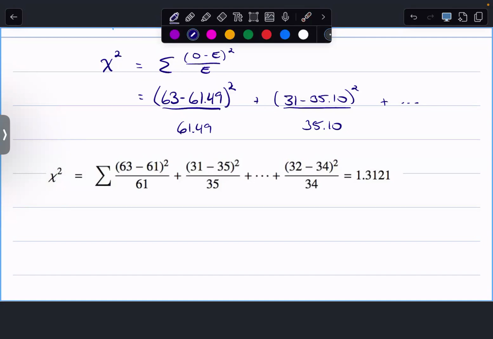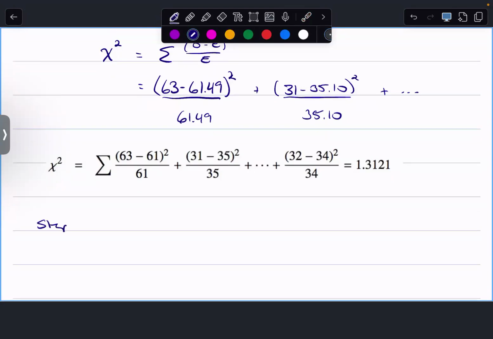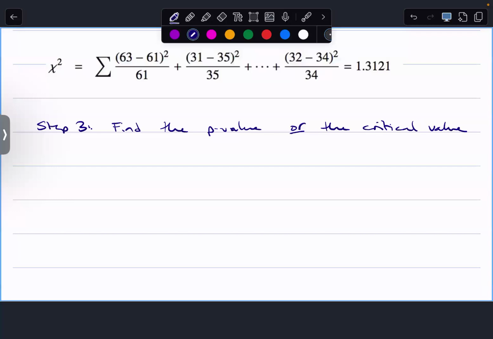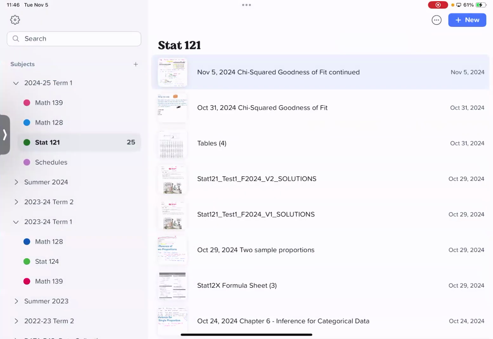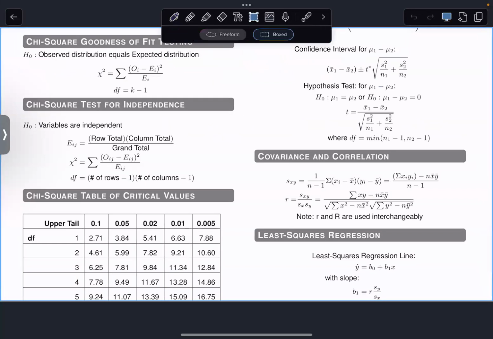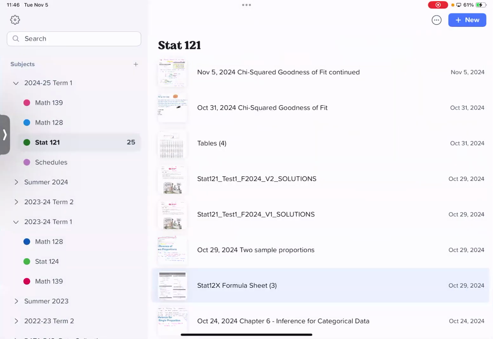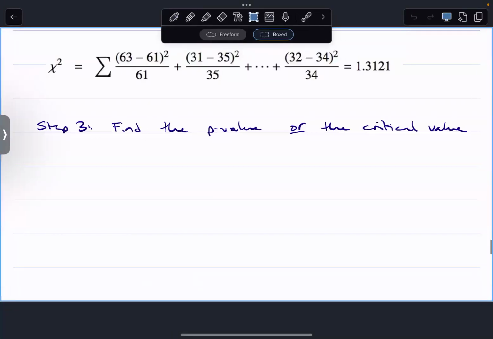So step 3 is usually find the p-value or the critical value if you prefer it. Ha, I can do it. Okay. So from our table, we use the same table, which is on your formula sheet. Hopefully, yeah, it works.